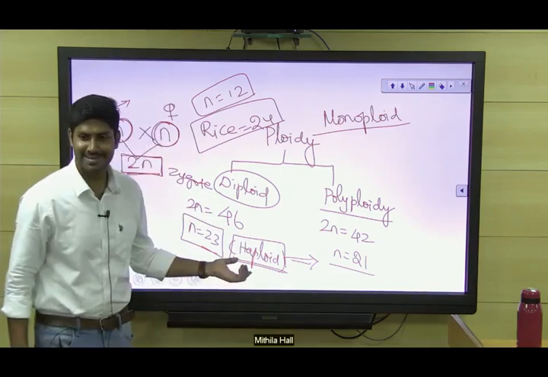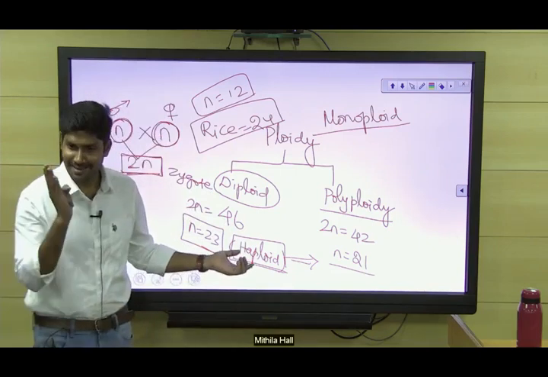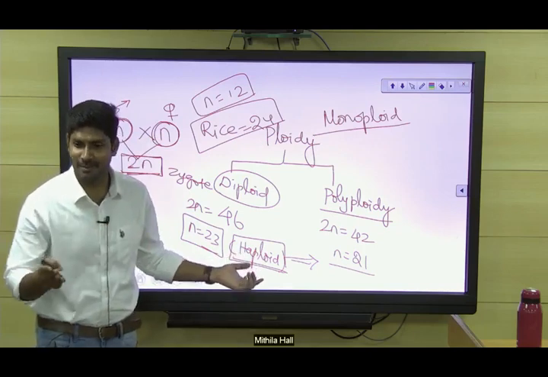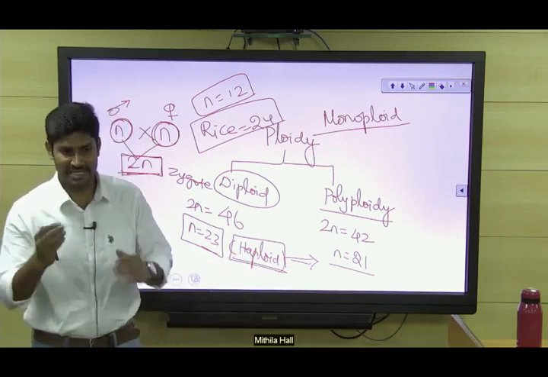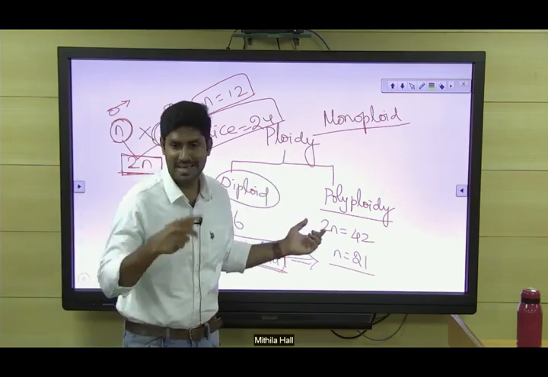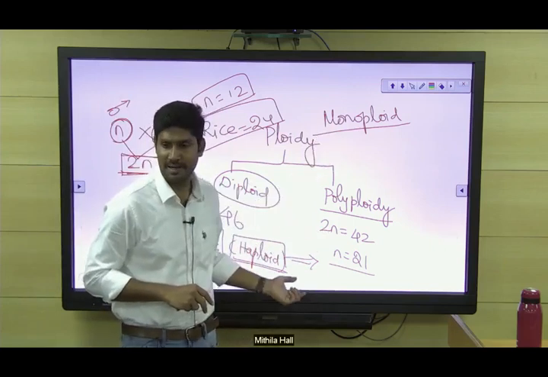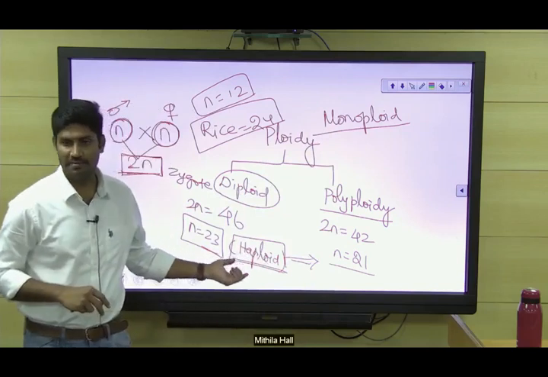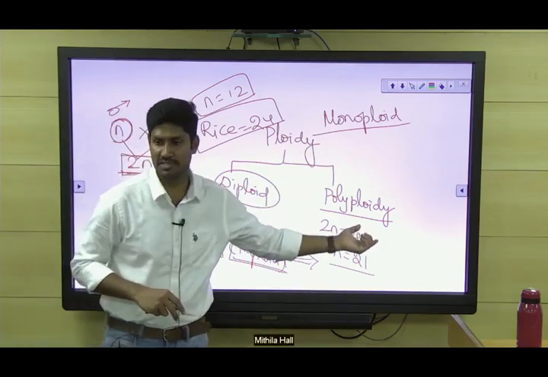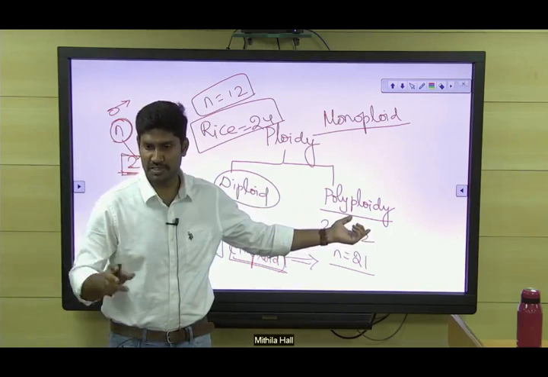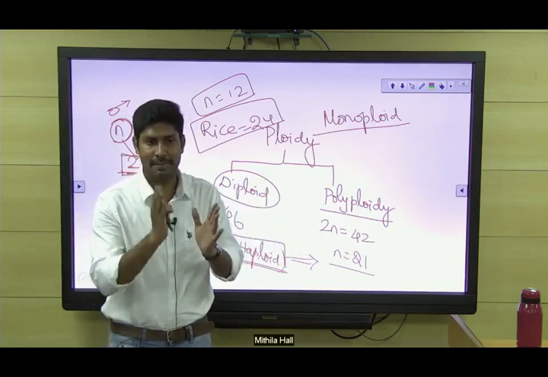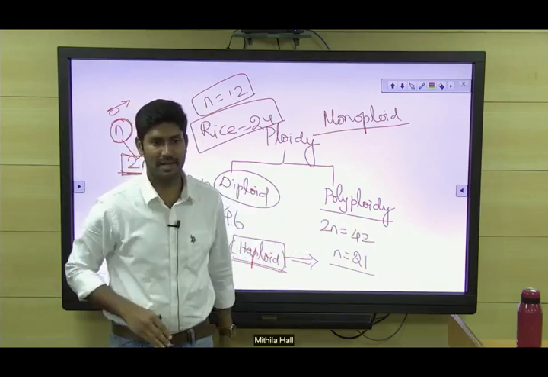But what is the haploid? Again, half the chromosome number of a diploid is called a monoploid, haploid. So it seems both are the same, but they are different. Monoploid is different from haploid. The haploid term we apply for both diploid as well as polyploid species. Whatever the species, simply the gametic chromosome number is called a haploid number.